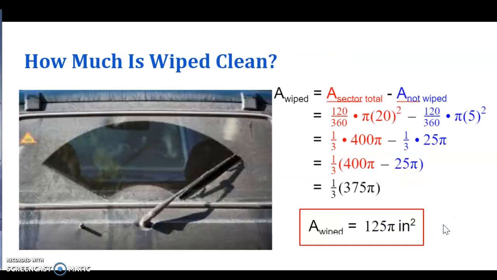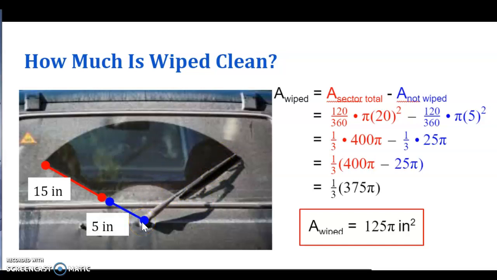Another problem. How much is clean? Okay, we do have this dirty car with a window wiper, and we are told that the blade length is 15 inches, but the bar from the center of rotation to the handle is 5 inches. So we're trying to figure out how much is clean, what area is clean. We're trying to figure out this pink area. So please pause the video and see if you can come up with the answer yourself.